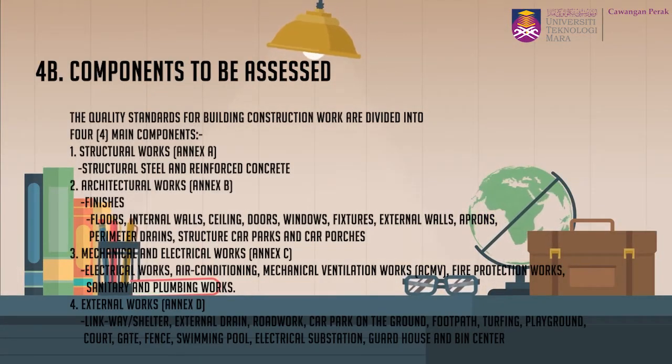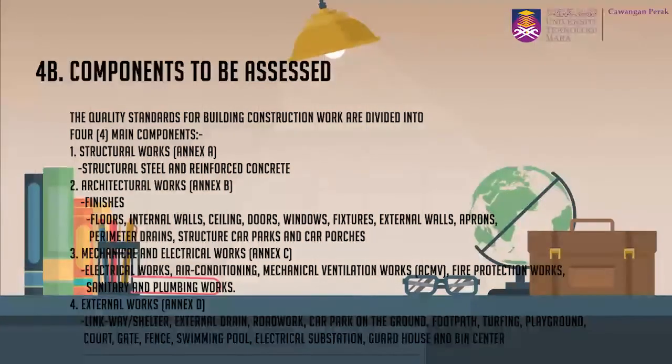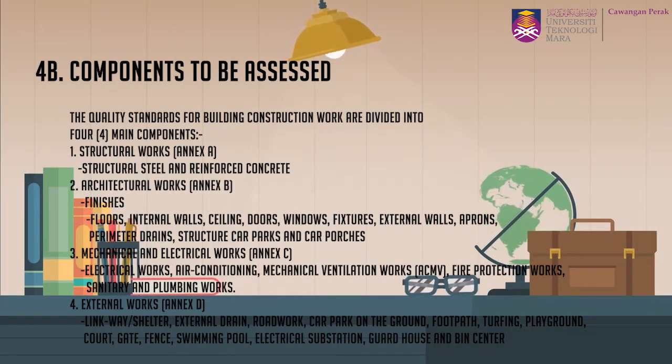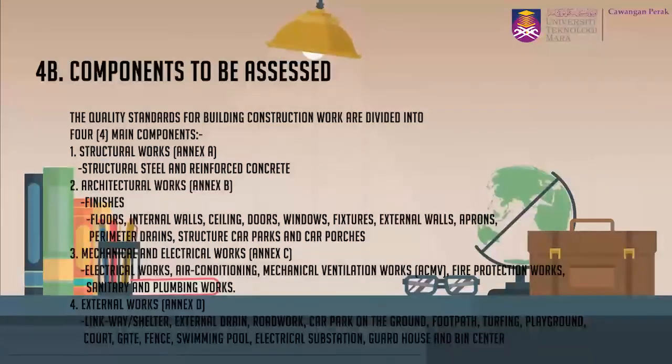So, what are the components to be assessed in Qlassic? It is divided into 4 components, which is structural works, by referring to Annex A, architectural works, referring to Annex B. Annex C is mechanical and electrical works, and last but not least, external works, which will be referred to as Annex D.